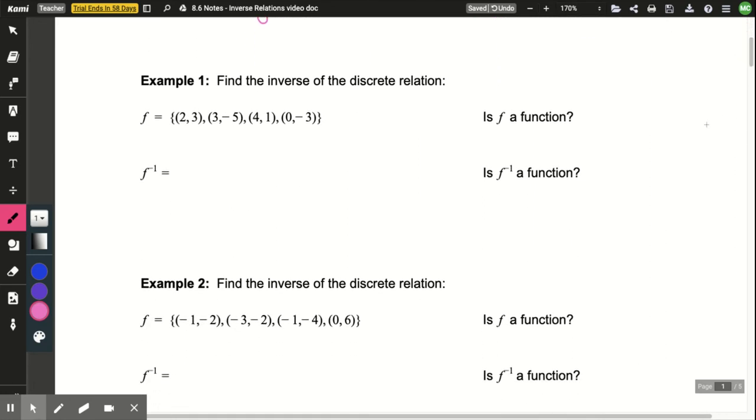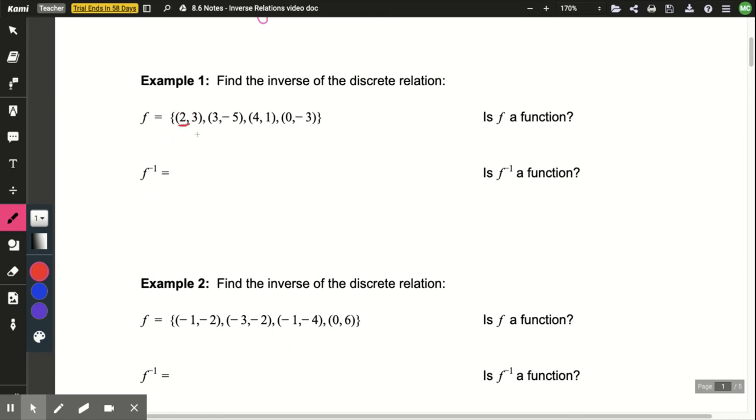Okay, so for our first couple of examples, we're going to start off with some discrete relations, which, as a reminder, means relations that are just defined by points that are not connected, so it's not continuous. Our first relation here is f, and it's defined as the points (2, 3), (3, -5), (4, 1), and (0, -3). First I want to state whether or not f is a function. To determine that, I want to look at all of the x values and see if there's any x value that is assigned to two different y values.